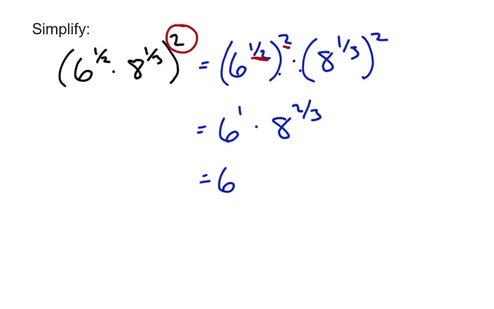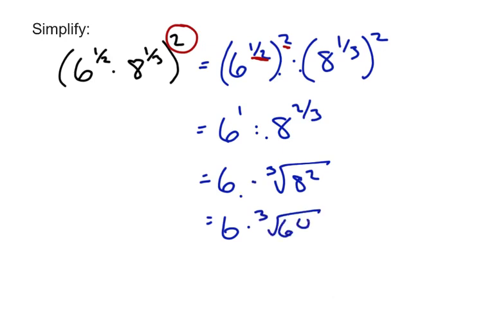We can go a little further here, and looking at 8 to the 2/3, that's the cube root of 8 squared. 8 squared is just 64, and the cube root of that is 4. So we can simplify this even more and write it as 24.